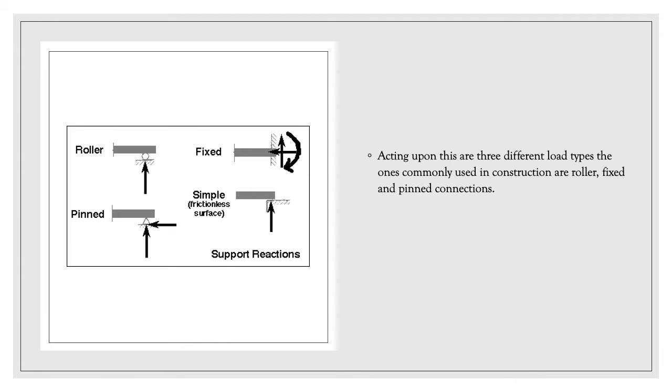Acting upon this are three different support types. The ones commonly used in construction are roller, fixed, and pin supports.